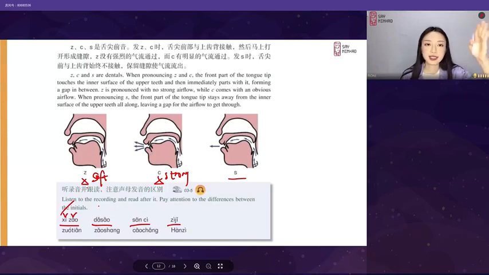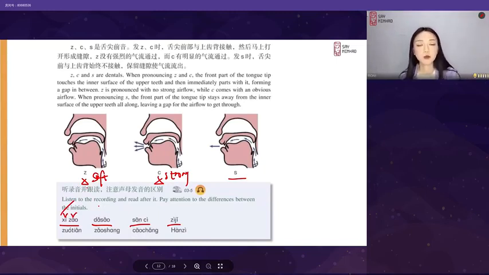Next one, 自己. Read after me, please. 自己, 自己. Okay, next one is 昨天, 昨天. Next one is 早上. 上 is the neutral tone. Okay, read after me. 早上. Next one is 操场, 操场.